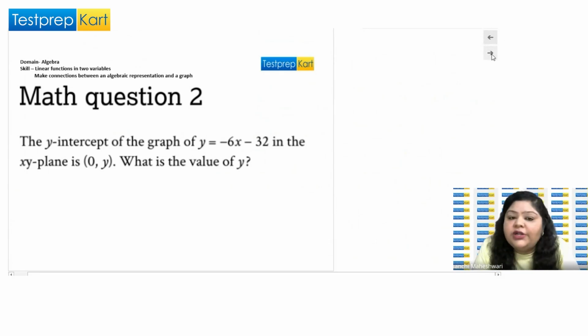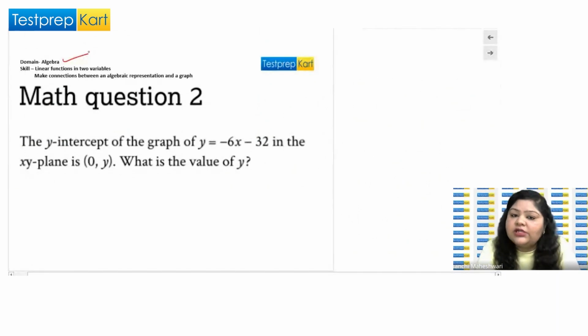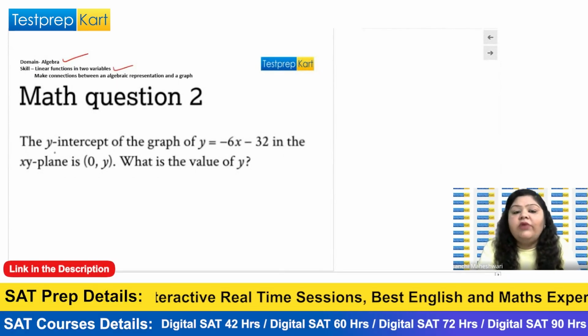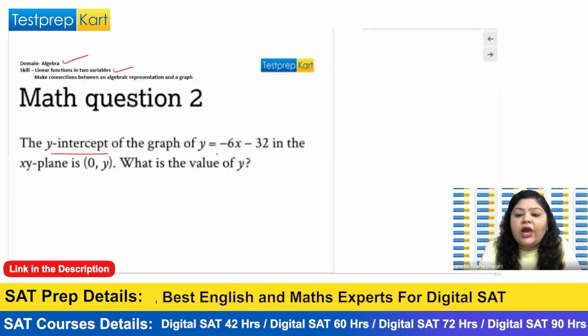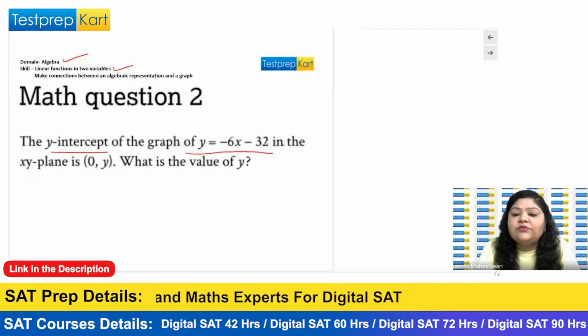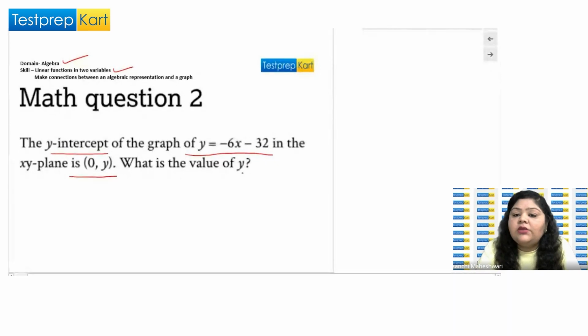Question number 2. Have a look. That also belongs to the very first module, algebra, and to the linear function in 2 variables this time. Question number 2 is saying the y-intercept of the graph y equals minus 6x minus 32 in the xy plane is 0 comma y. Then what is the value of y?